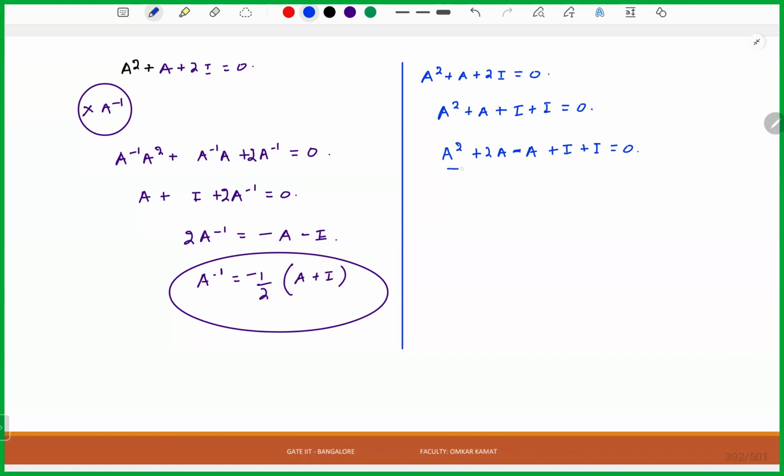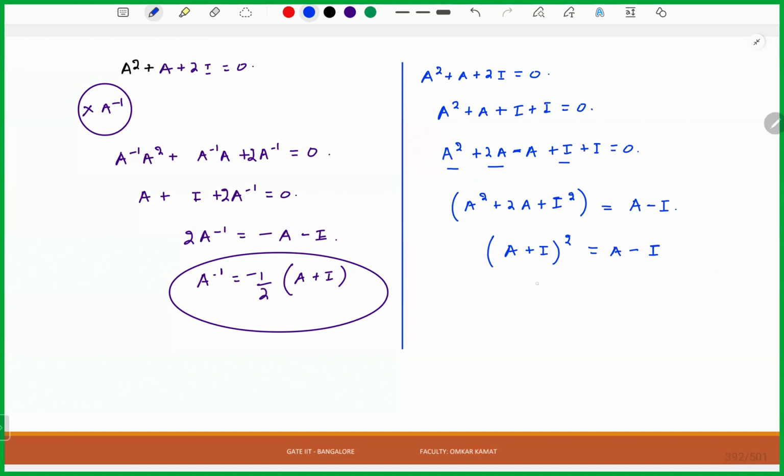Next, see from here, I can take these common terms, that is A square plus 2A plus I can be written as (A plus I) whole square also. Equal to, this will come this side, it will become A minus I. This is nothing but what? A plus I whole square is equal to A minus I. Yes or no?